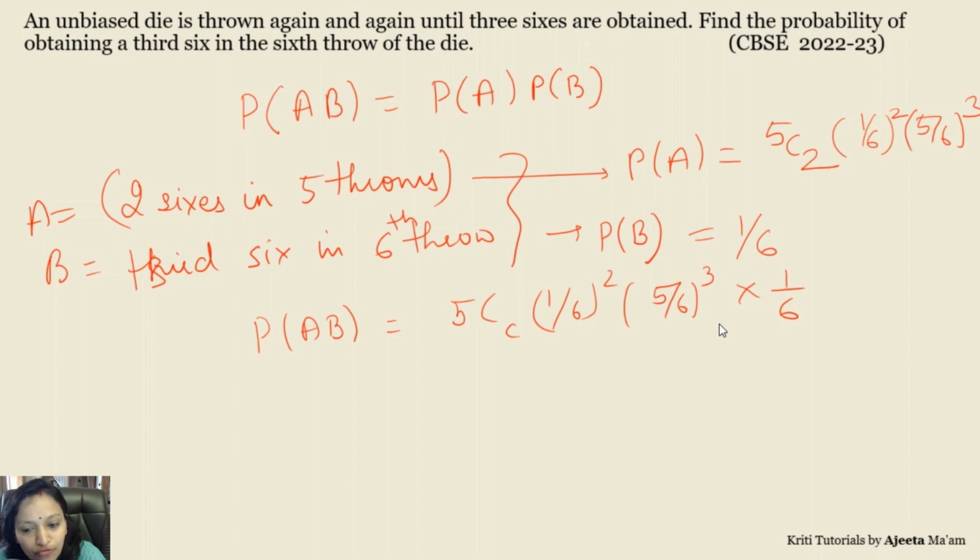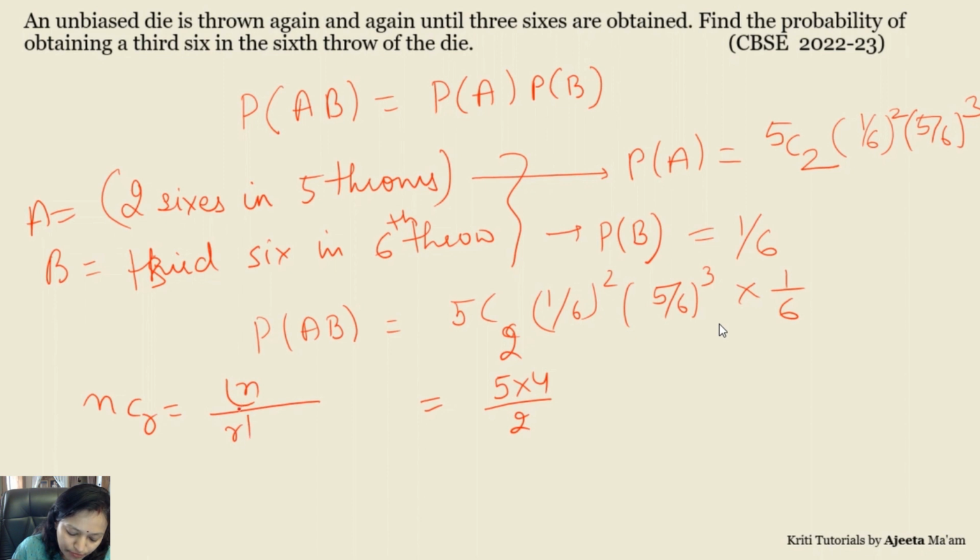So calculations you have to do here. Now 5C2. So 5 factorial upon this. So 5 into 4 upon 2. I hope all of you know the formula for this. We have r factorial and n minus r factorial in the denominator and factorial n in the numerator. So now if I just cancel factorial 3 from both, I get this. Then 5 cube and then 6 raised to 4 and 5. Correct? And into 1 by 6.